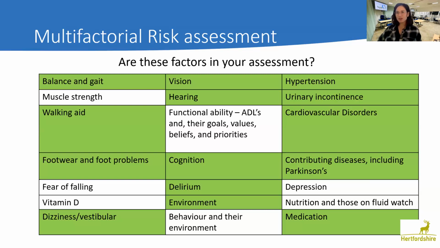So a few things in green I'm used to seeing in risk assessments. Balance and gait, yes, or mobility will be in there. Muscle strength, specifically strength, not always. Can somebody get up from a chair? Sometimes it can be measured by grip strength, but how are they walking around, or how long can they go for, etc.